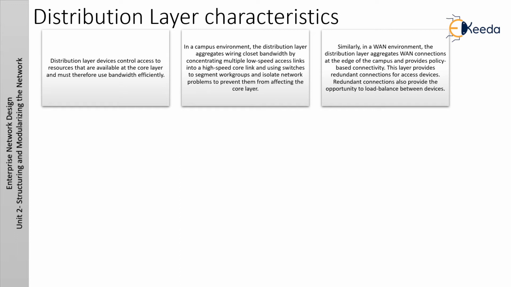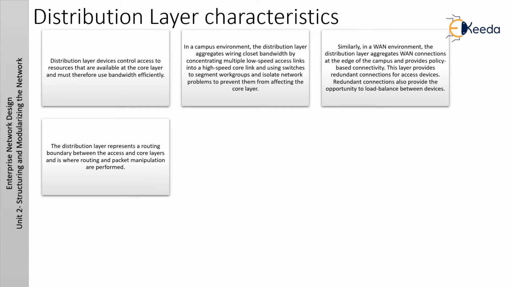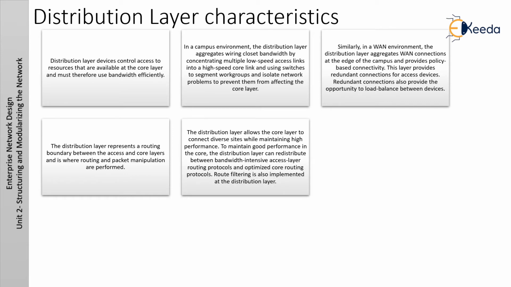This layer provides redundant connections for access devices. Redundant connections also provide the opportunity to load balance between the devices. The distribution layer represents a routing boundary between the access and core layers and is therefore where routing and packet manipulation are performed. The distribution layer allows the core layer to connect diverse sites while maintaining high performance. To maintain good performance in the core, the distribution layer can redistribute between bandwidth-intensive access layer routing protocols and optimized core routing protocols. Route filtering is also implemented at this distribution layer.